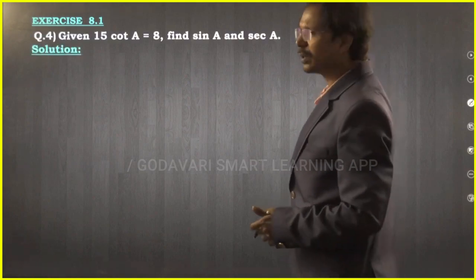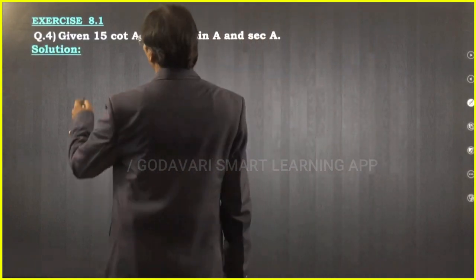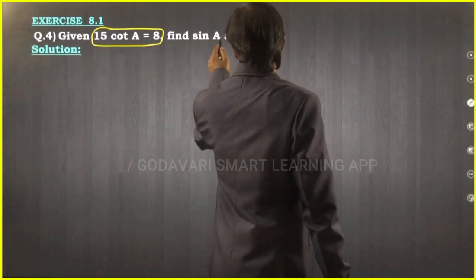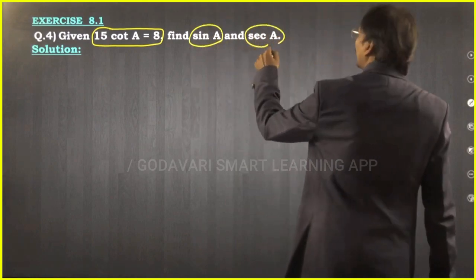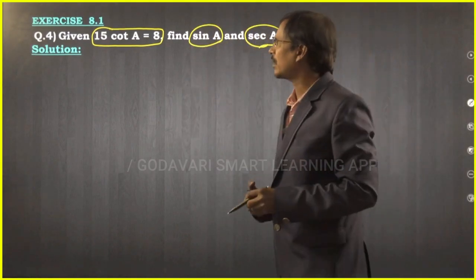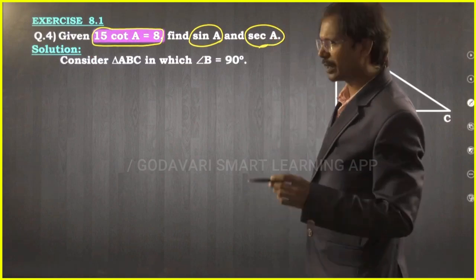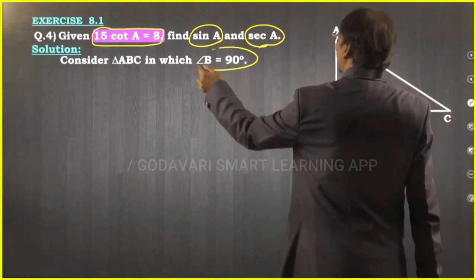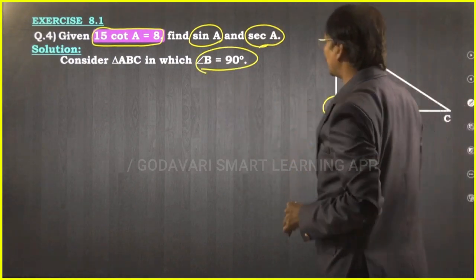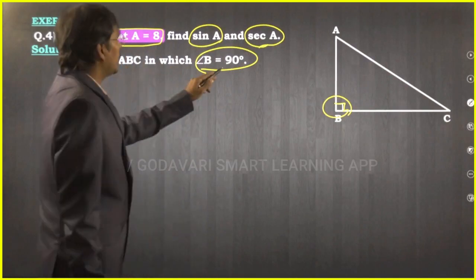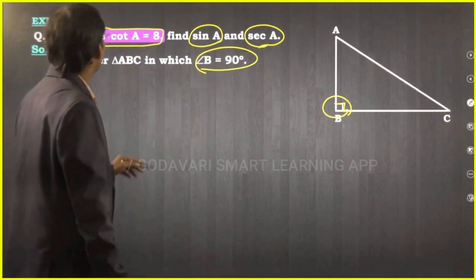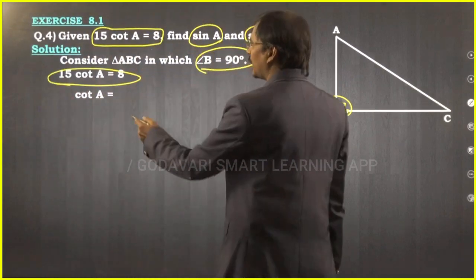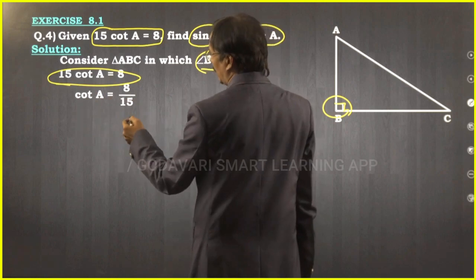In exercise 8.1, the fourth question is: given 15 cot A is equal to 8, then find sin A and sec A. So given data is 15 cot A is equal to 8. Now let us take a right angle triangle. Let us suppose angle B is equal to 90 degrees, right angle at B. Given 15 cot A is equal to 8. Therefore, cot A is equal to 8 by 15.